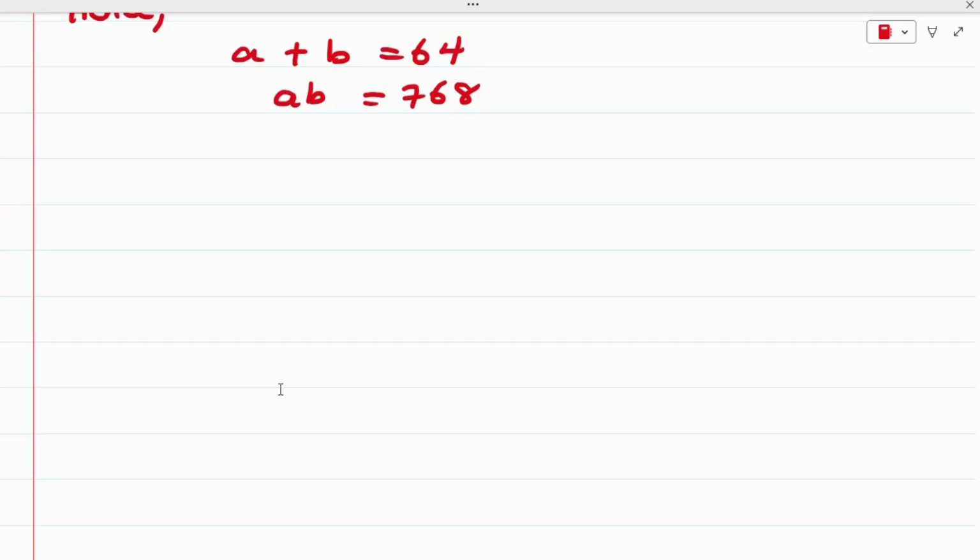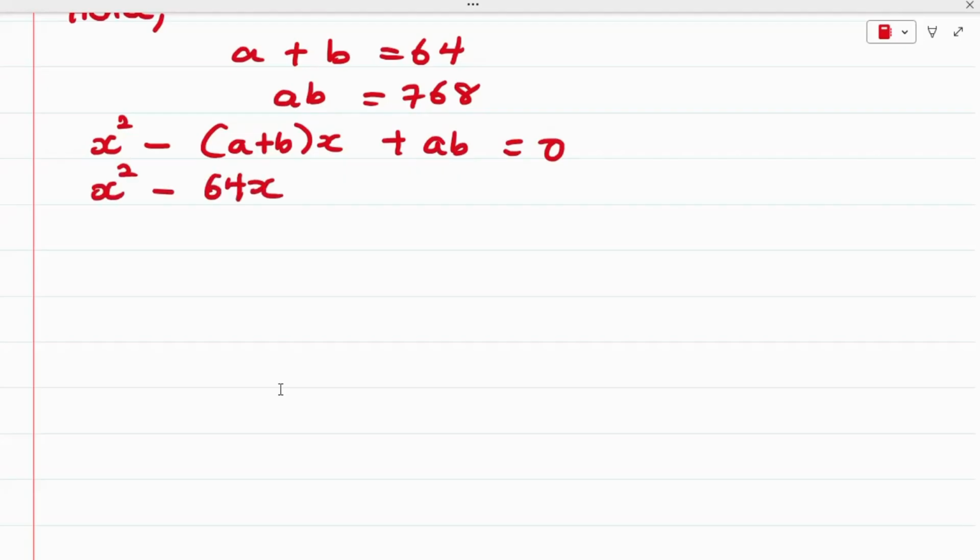And we have the sum and product of the roots of a quadratic equation given as x squared minus (a plus b)x plus ab is equal to 0. So we have x squared minus (a plus b), which is 64x, plus AB, which is 768, and this is equal to 0. So we are going to solve this quadratic equation by applying the quadratic formula.